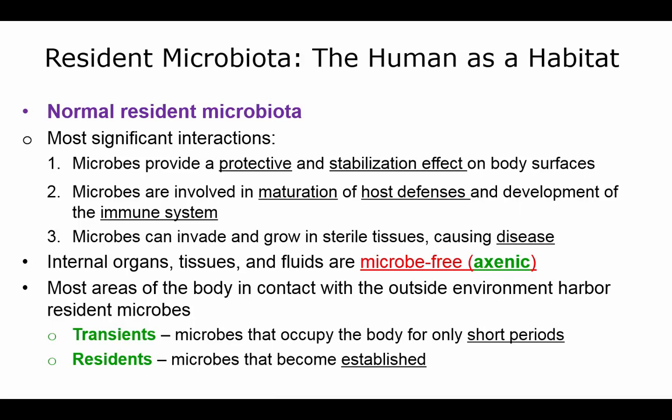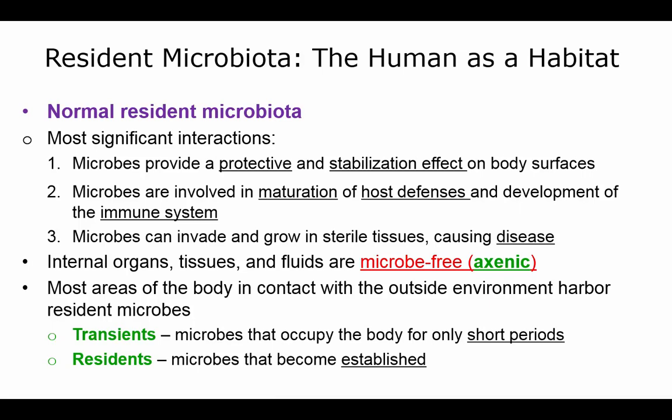Now, as far as normal biota are concerned, they actually have some benefits. You know, there's some reasons why we want them here. They can help provide a protective, stabilizing effect to body surfaces, right? They're involved in the maturing of our host defenses. They help us to develop our immune system. But microbes can invade and they can actually cause disease. And so although we know that there are some benefits to having them, there's also some adverse things that we have to consider, is that when they're able to move into other parts of the body where they're not normal, where they're not supposed to be, that's where we see infection set in.